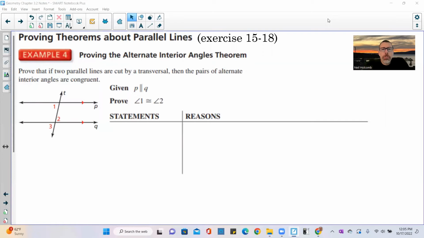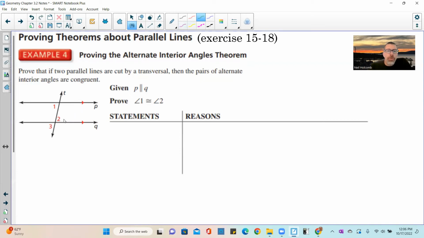Okay, proving theorems about parallel lines. Yay, my favorite proofs. Exercises 15 through 18 can be answered after you watch this example. So here we go. It says proving the alternate interior angles theorem. Prove that if two parallel lines are cut by a transversal, so here's line P, here's line Q, they are marked as parallel in the diagram, and we have a line T that is a transversal cutting through them at these 2 points right here. Then the pairs of alternate interior angles are congruent.